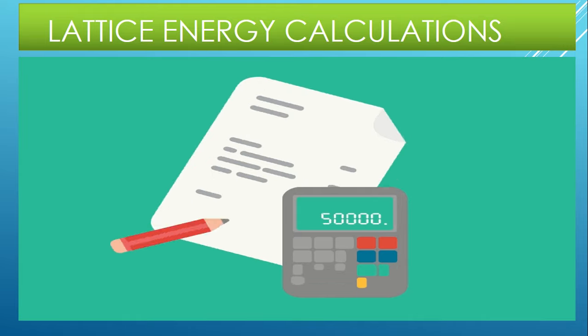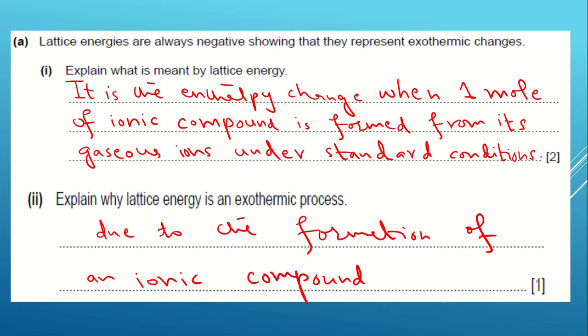Lattice energy, right? So let's start with our lesson today, which is about a past paper question. The question starts with part A: lattice energies are always negative, showing that they represent exothermic changes. Explain what is meant by lattice energy. So you will simply be defining this term, lattice energy.